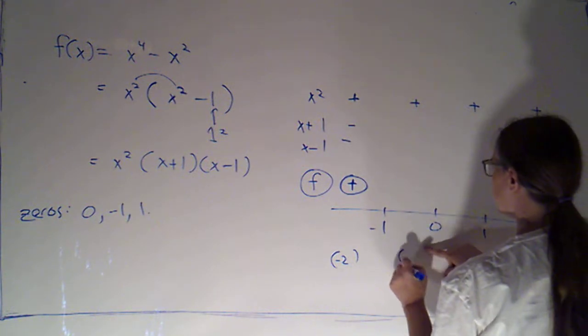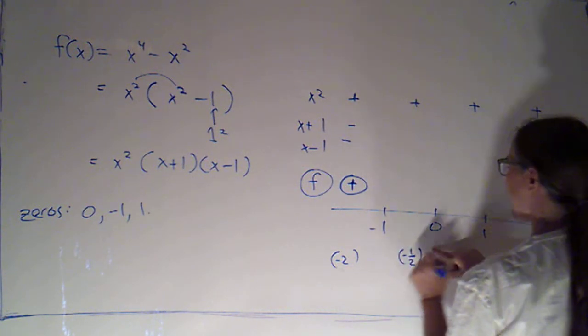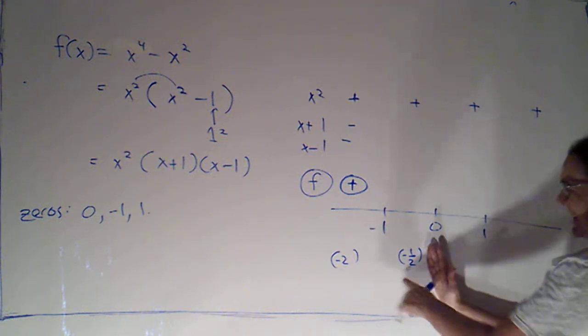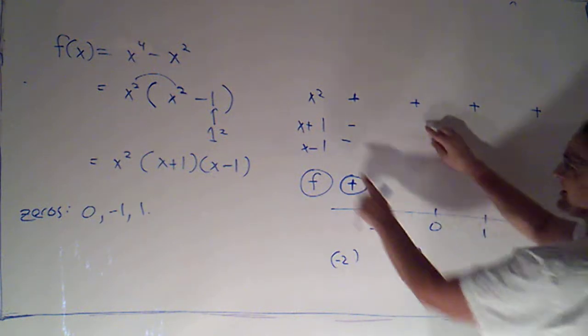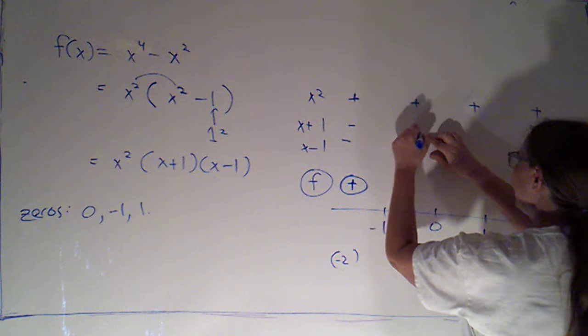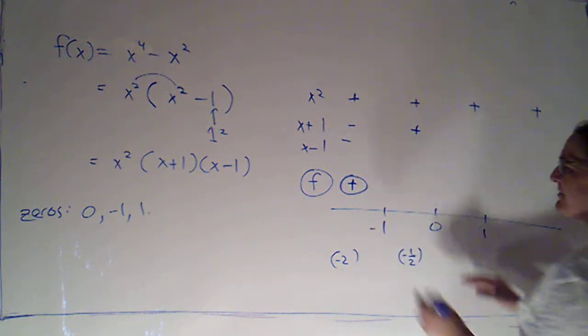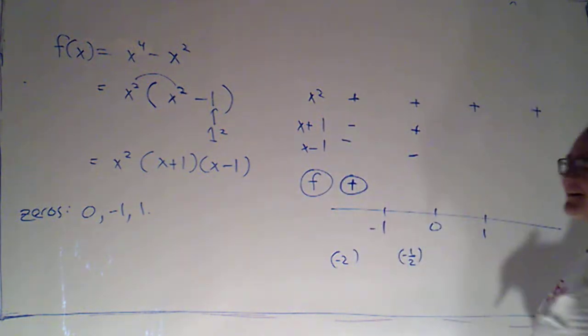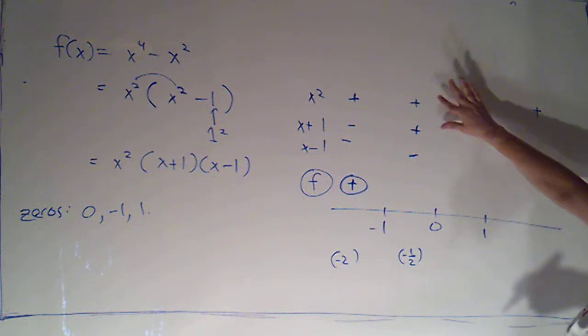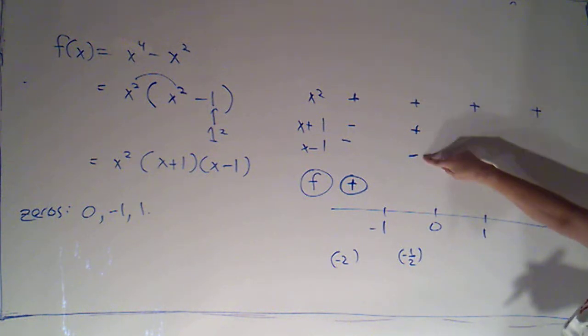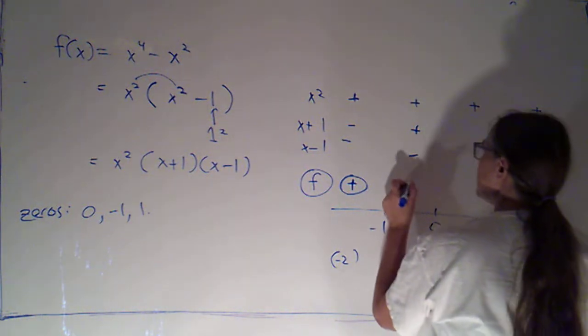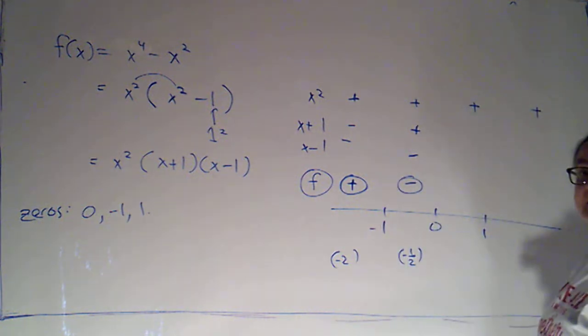I'm going to choose negative 1/2. Now, I had to choose a fraction here, but that's not the end of the world, because negative 1/2 plus 1, I can tell that's going to be positive. Negative 1/2 minus 1, that's going to be negative. So I've got 2 positives and a negative, so that's going to give me something that's negative.